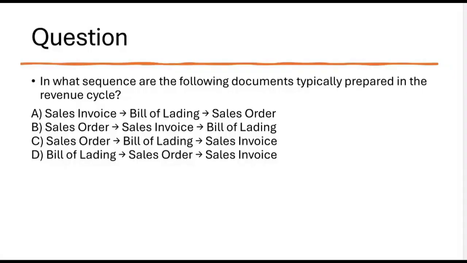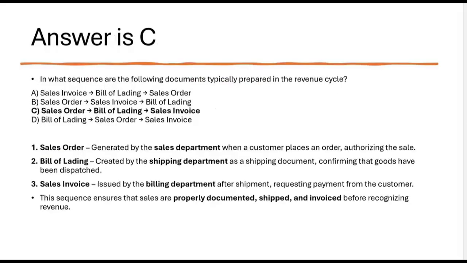All right, in what sequence are the following documents typically prepared in the revenue cycle? A, sales invoice, bill of lading, sales order. B, sales order, then sales invoice, then bill of lading. C, sales order, then bill of lading, then sales invoice. D, bill of lading, then sales order, then sales invoice. And the answer is C, the sales order first, followed by the bill of lading, and then the sales invoice.